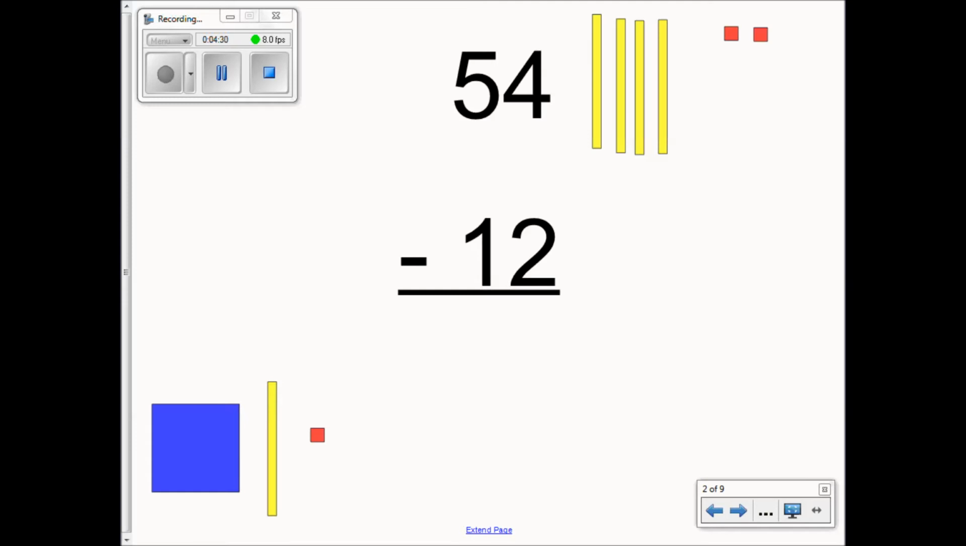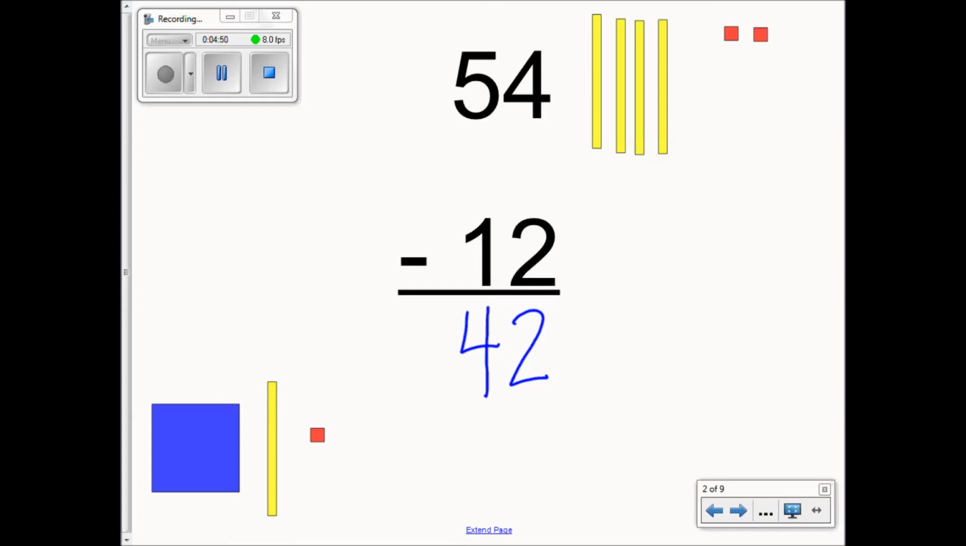When I see what I have left, how many ones do I have left? 2. How many tens do I have left? 4. So I know the difference between 54 and 12 is 42. It's just that easy. Now, tonight you're going to have a homework paper that has this.